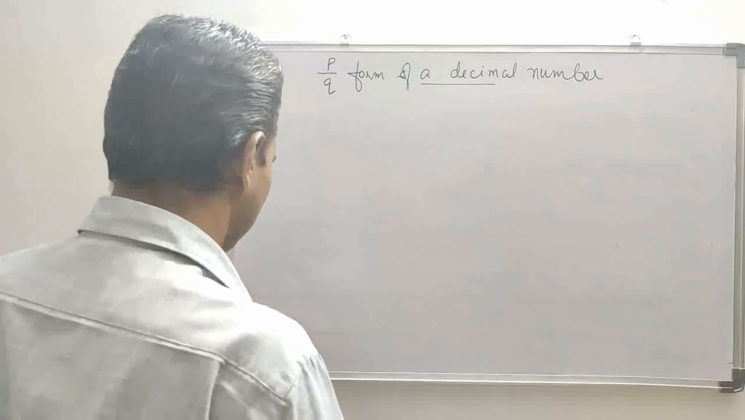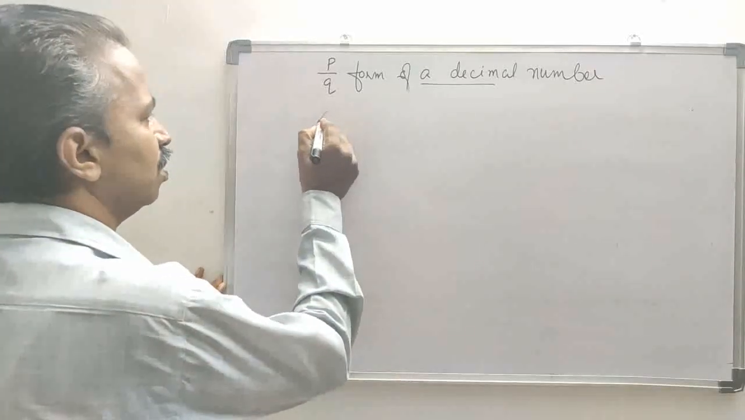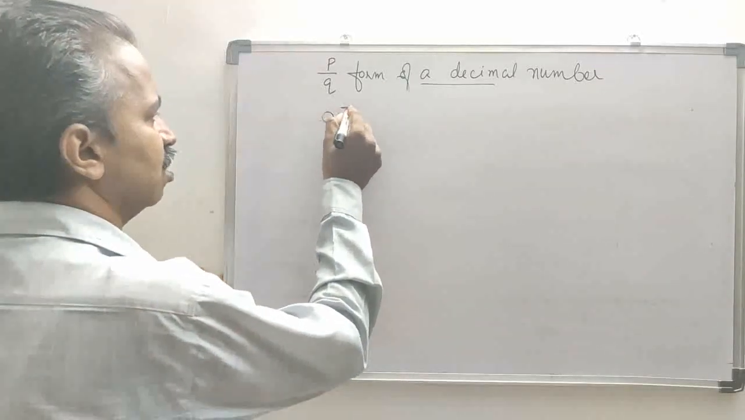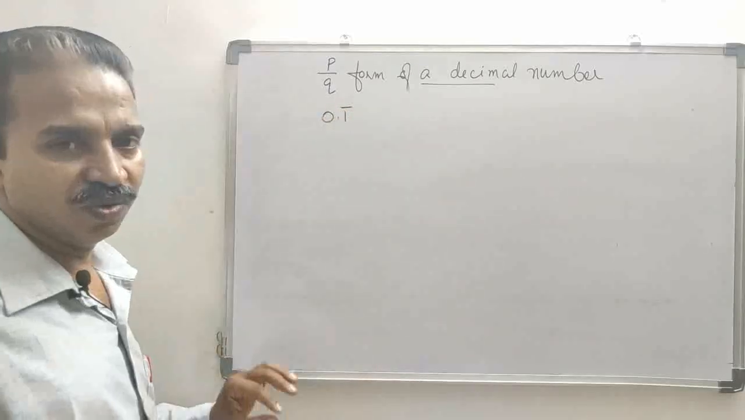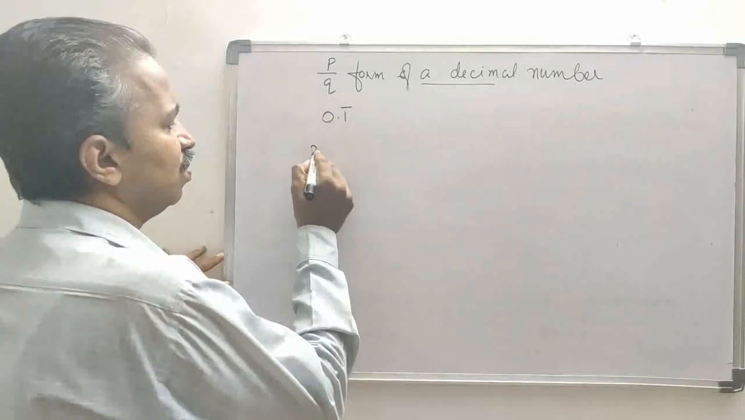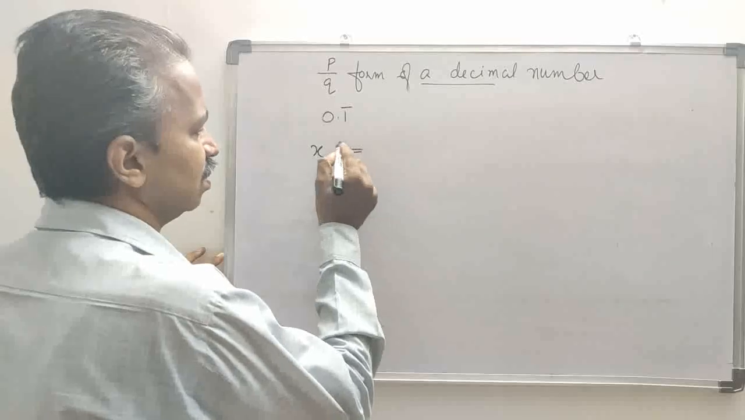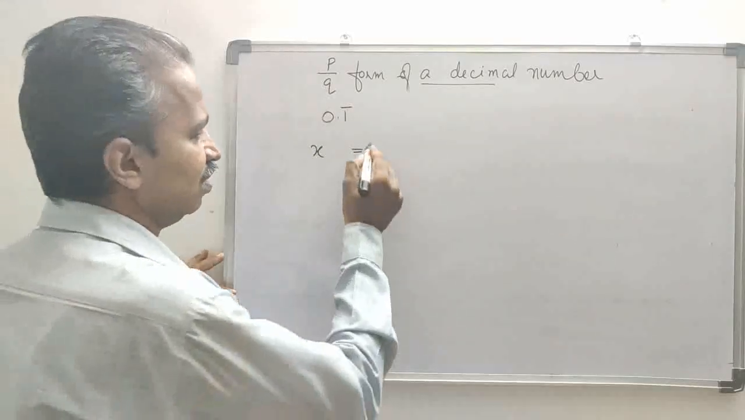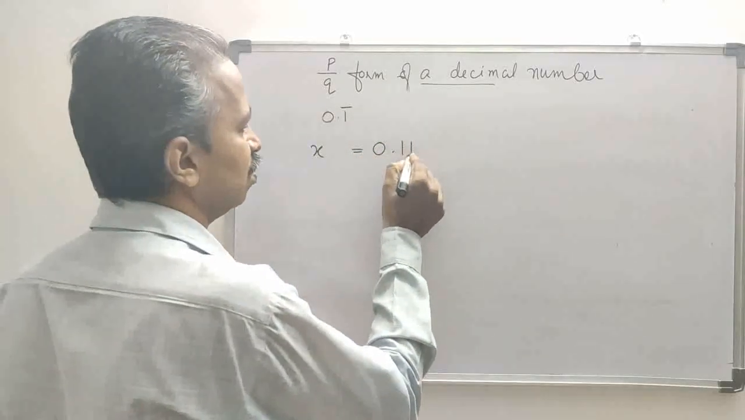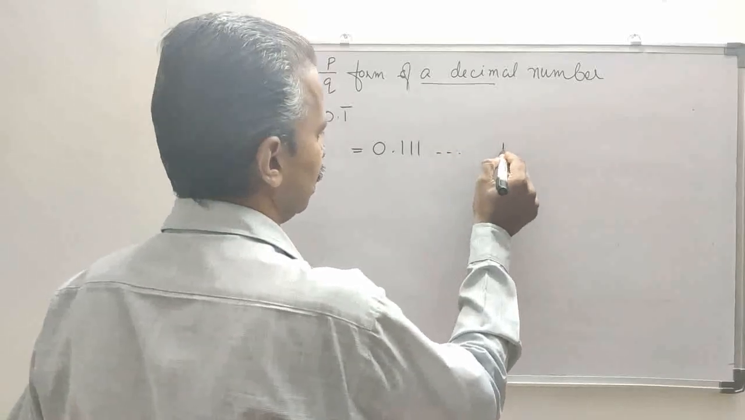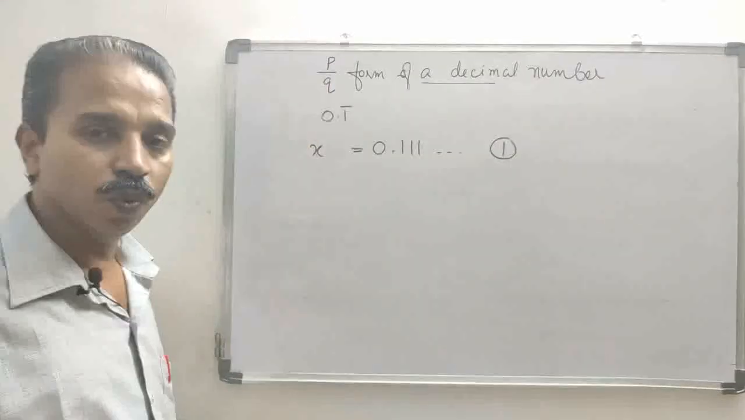Let us take some simple examples. 0.1 bar we shall take first. 0.1 bar means 0.111 etc. So what we do is take this as x. x is equal to 0.111 etc. we can write. Take this as equation number 1.